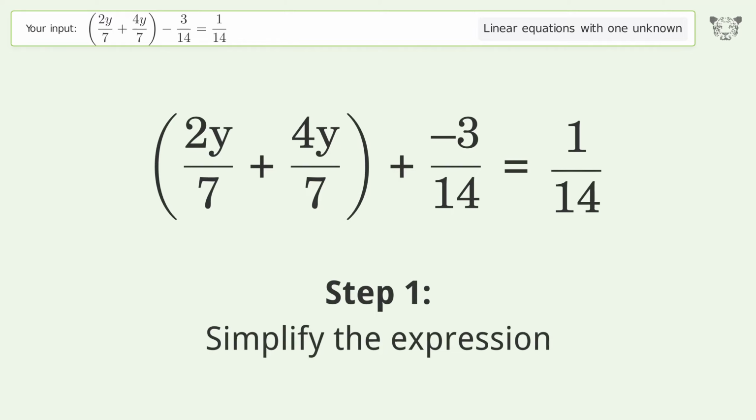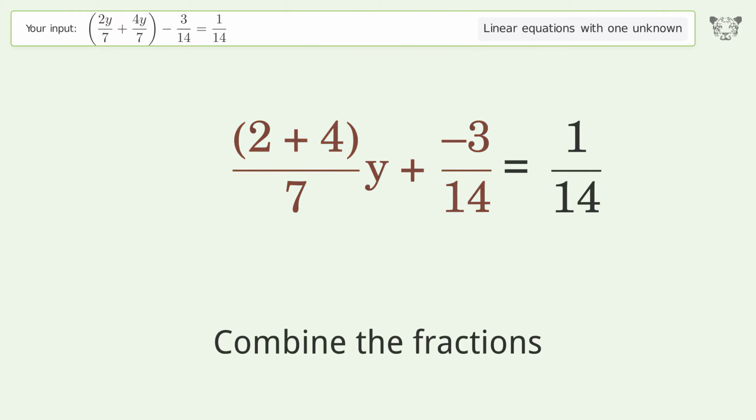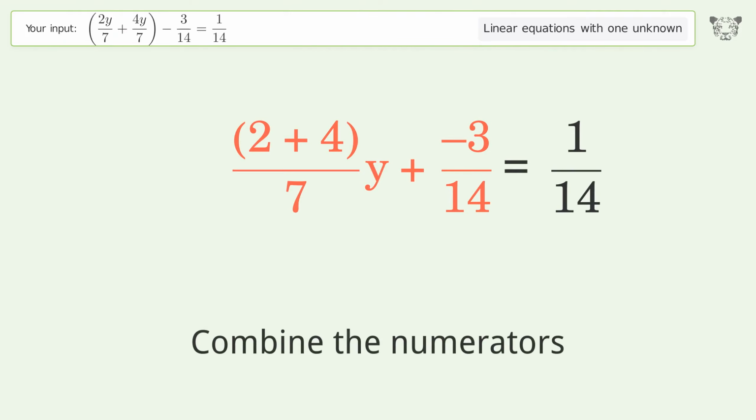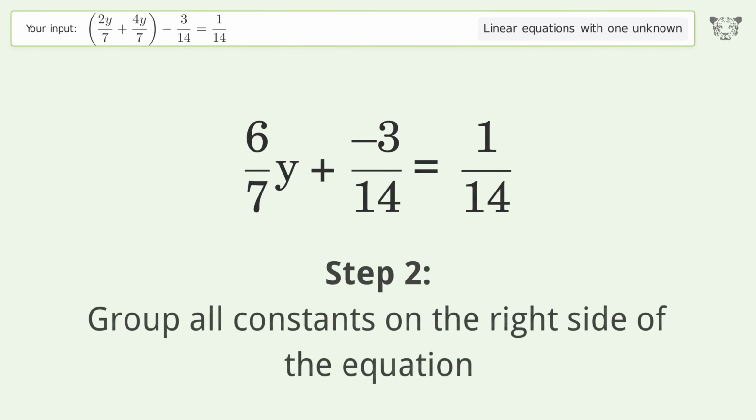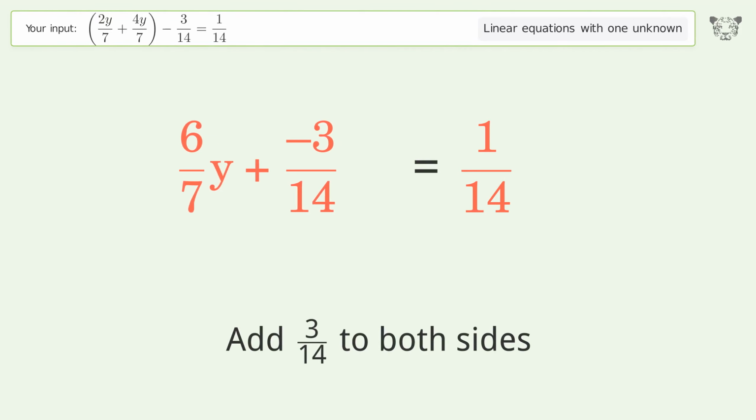Simplify the expression. Combine the fractions. Combine the numerators. Group all constants on the right side of the equation. Add 3 over 14 to both sides.